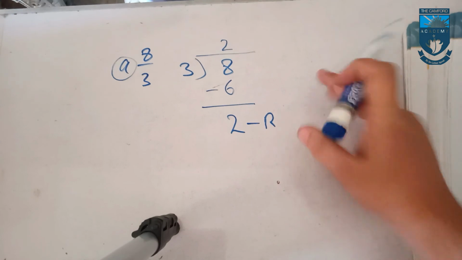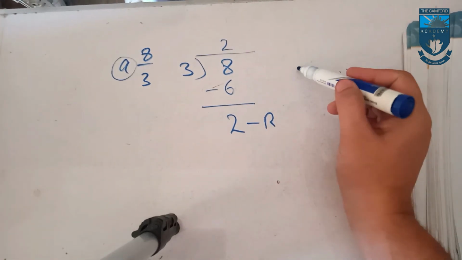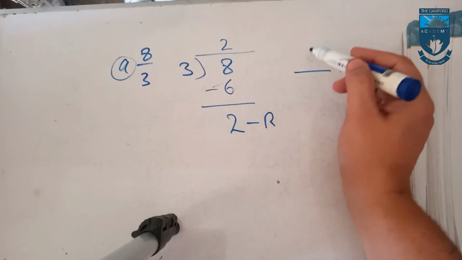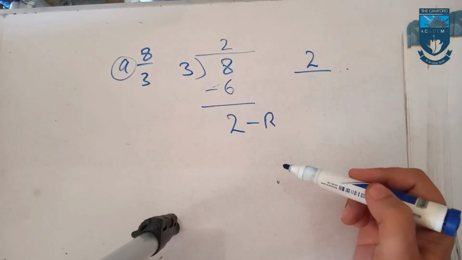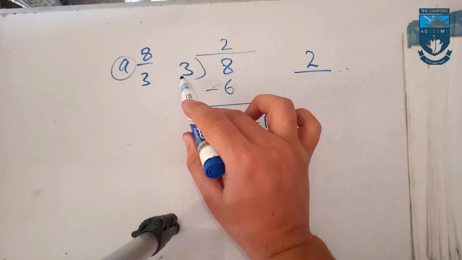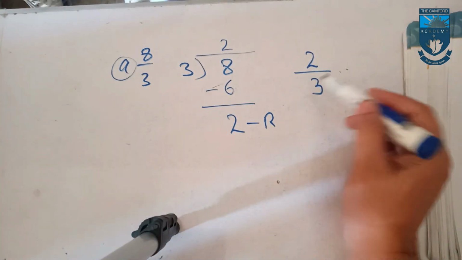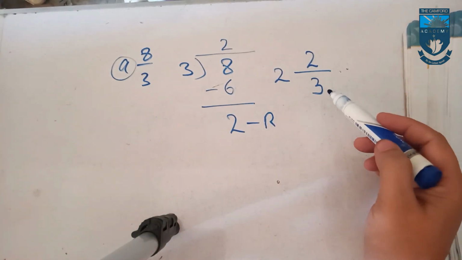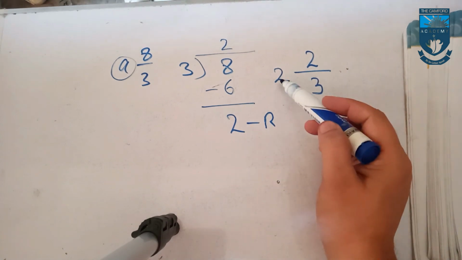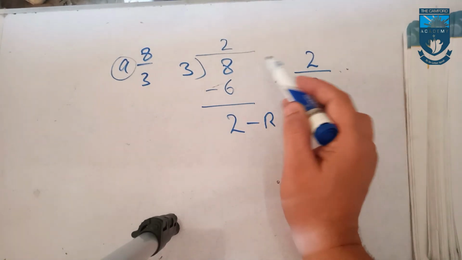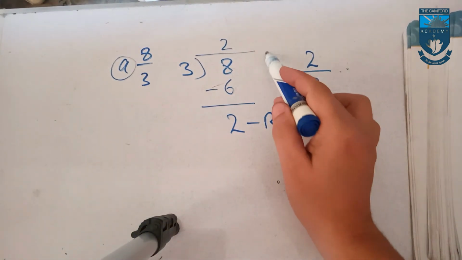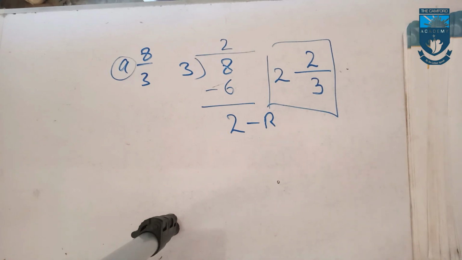So how can we write this as a mixed fraction? You know that in the previous example I told you we have to write the remainder over the divisor, with the quotient in front. Now you can check it yourself: 3 multiplied by 2 is 6, plus 2 is 8. So you have to convert all of question number 2 like this. Understand? That is a mixed fraction.